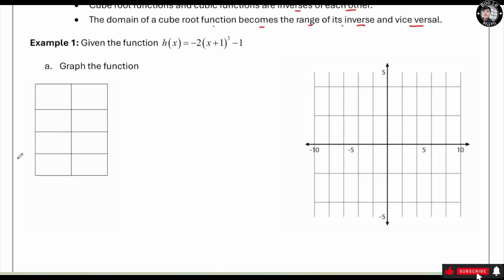Alright, now let's move on to example number 1. Given the function h of s equals -2 times the cube root of s plus 1, minus 1, we need to graph the function. So first we need to locate the vertex. Rewriting this, it's going to be -2 times the cube root of s minus negative 1, and the plus 1 becomes negative. So the vertex is h and k right here: h equals -1 and k equals -1.